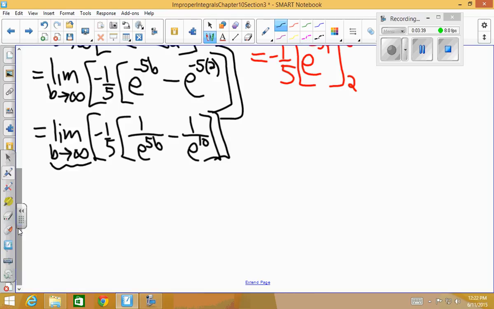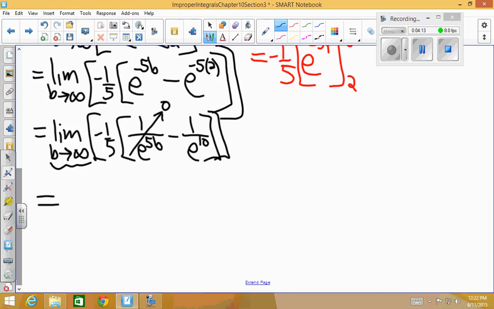Here we know that b is going to infinity, so it's getting larger and larger. So as b goes to infinity, 5b is going to go to infinity, and e to the 5b will also go to infinity. So 1 over that will actually go to 0. 1 over something that's very large is actually very small. So 1 over something getting larger goes to 0. 1 over e to the 10 is a constant, and so when you take the limit of that, you remain constant.